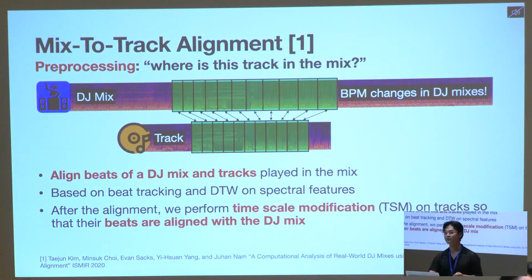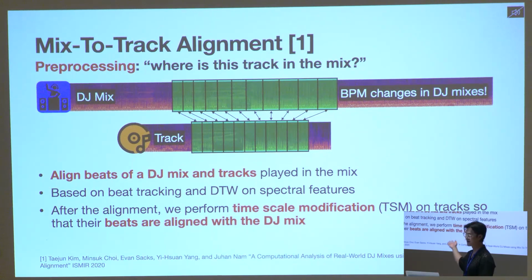But even though we get those DJ mixes and tracks, we need pre-processing. Because if you want to compare the signals from the DJ mix and track, you need to align them precisely, right? And DJs usually change the BPMs of tracks when they play music. So their BPMs and beats are not aligned. It's not enough to find the offset of the track.